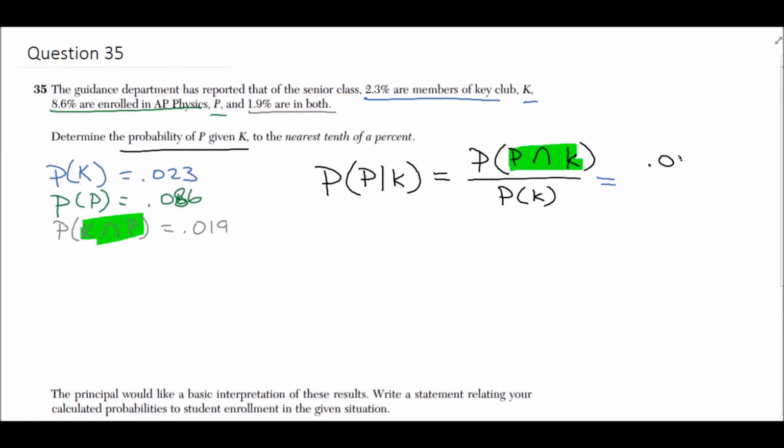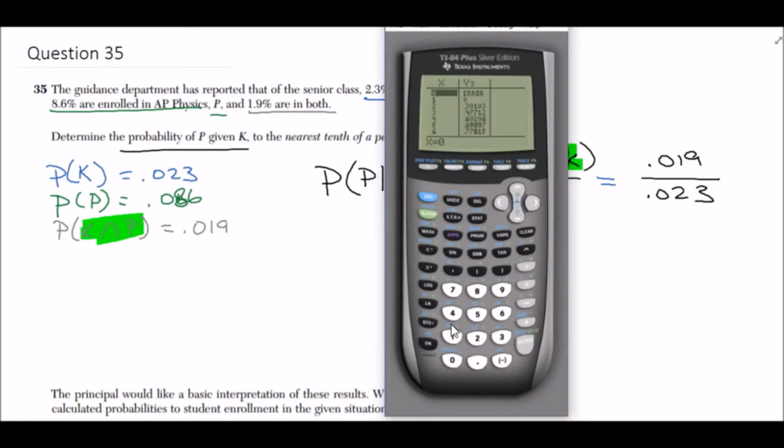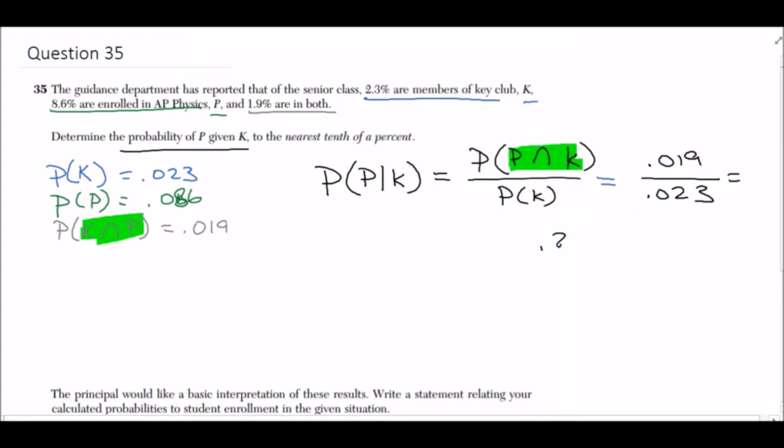So this is going to be 0.019. We're going to divide that by the probability of K, which is 0.023. So let's do that. And we get 0.826086. So why don't we just go with 0.826? And it does say to the nearest tenth of a percent, so we can convert that to 82.6%.